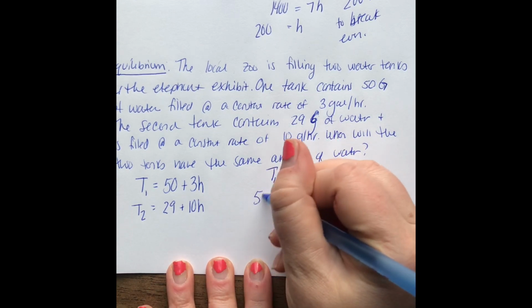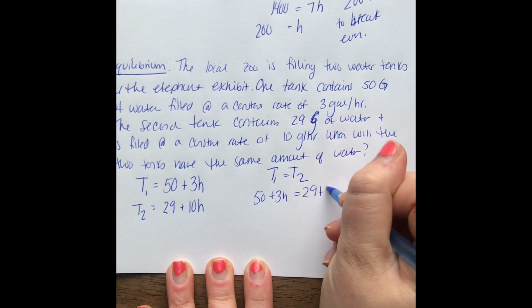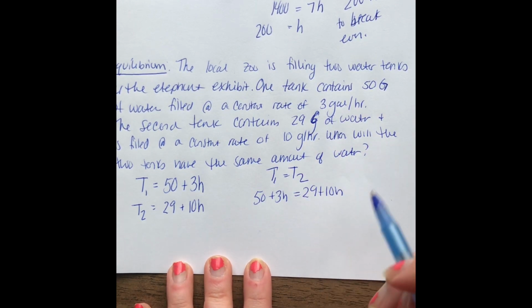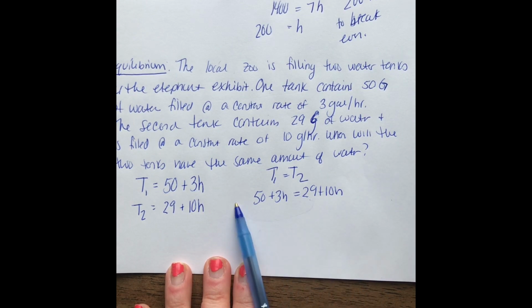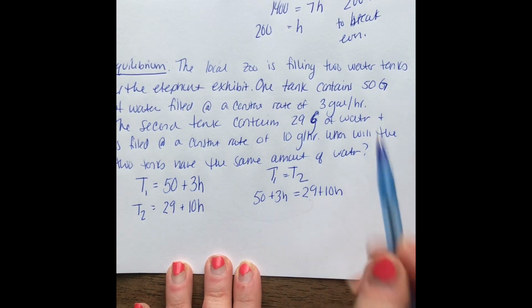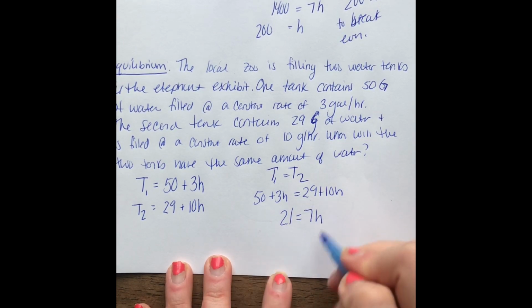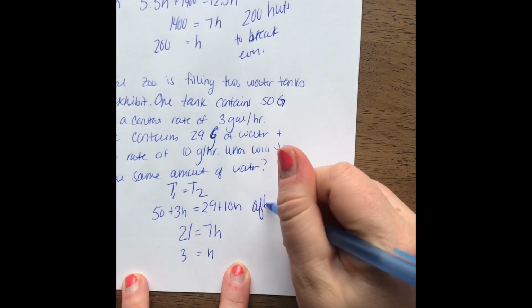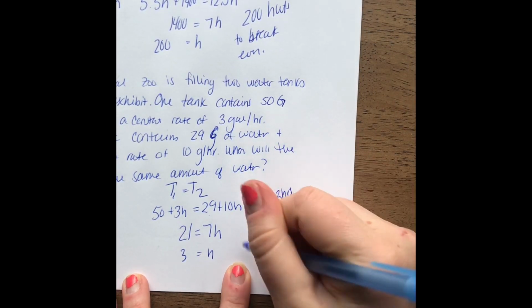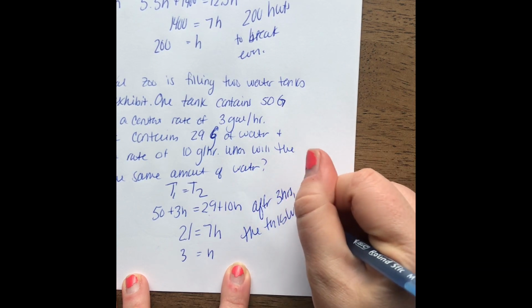So we have 50 plus 3h is equal to 29 plus 10h. I'm going to bring the constants to this side, so I'm going to subtract 29 from this side. I'm going to subtract 3h from this side. So we're going to have 21 is equal to 7h. So h is equal to 3. So after 3 hours, the tanks will be the same.